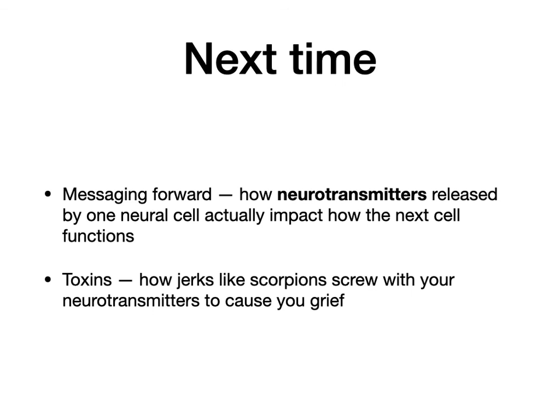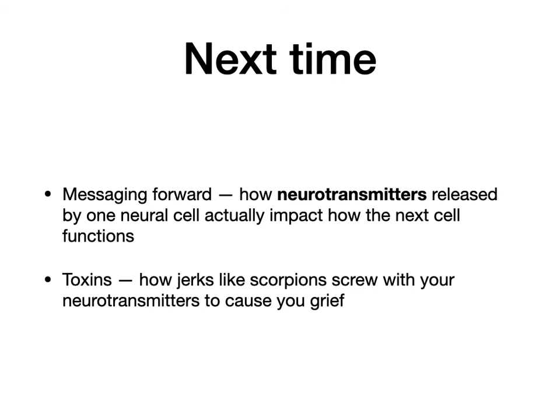So next time we're going to talk more about this same kind of idea, but more on the output end, right? So messaging forward. How do neurotransmitters that are released by one neural cell impact how the next cell functions? Why is it possible for that to happen, right? And we're also going to have a fun, scary-ish but fun romp into toxins of all kinds. So how jerks like scorpions can screw with your neurotransmitters to cause you grief. Okay, so look forward to that.